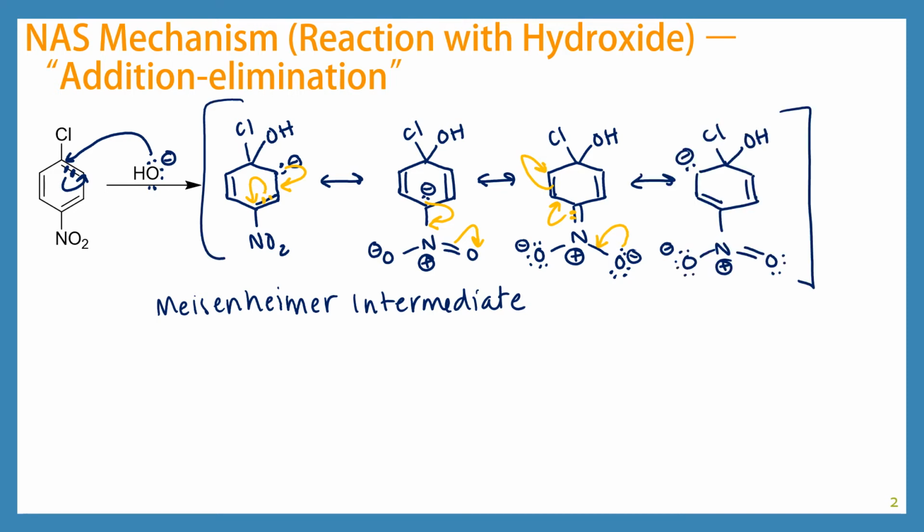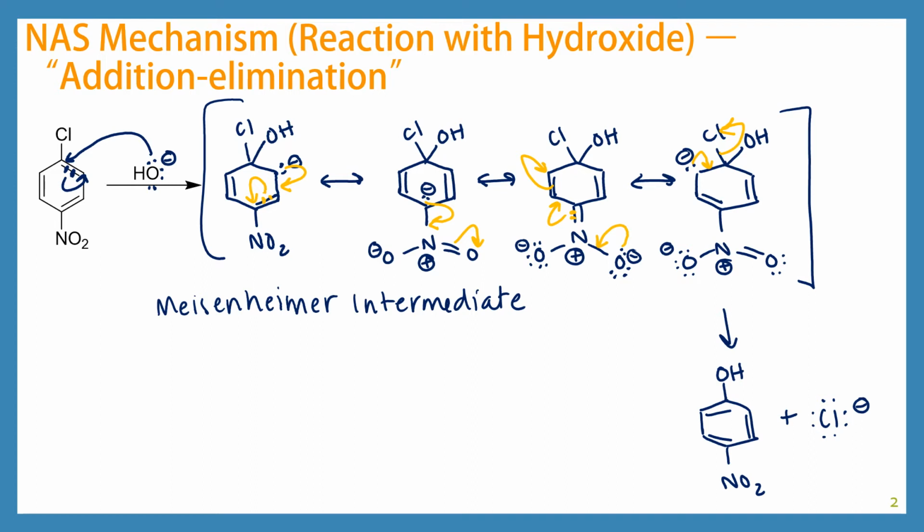And from this last resonance form, we can actually show that final elimination step, and we could have shown that from the first one as well. Here we're going to take these electrons, create a double bond, and kick out the chlorine to give us our final product, where our hydroxyl group has displaced our chlorine.